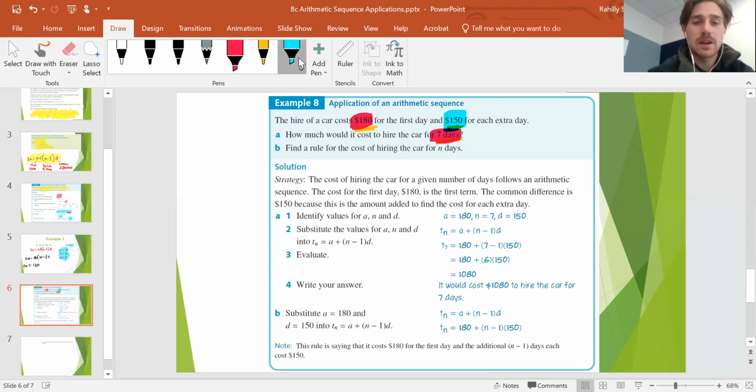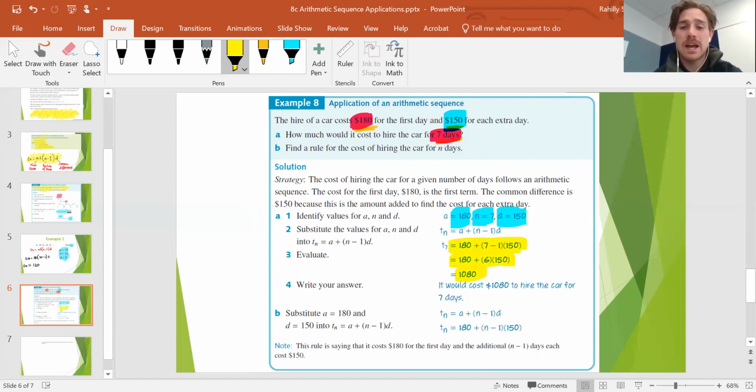Okay, so that's what they've done down here. Our A is 180, N is 7, D is 150. All you need to do is put it into that same formula, which is what they've done here. There we go. And the answer is 1,080. So it would cost $1,080 to hire a car for 7 days.